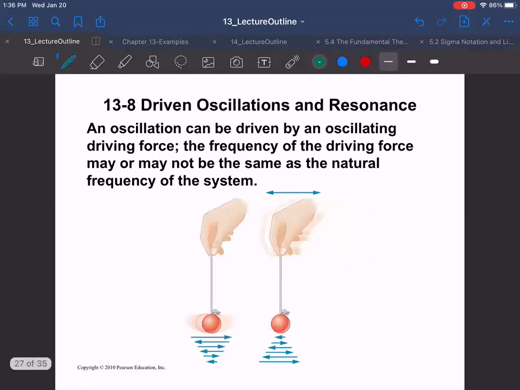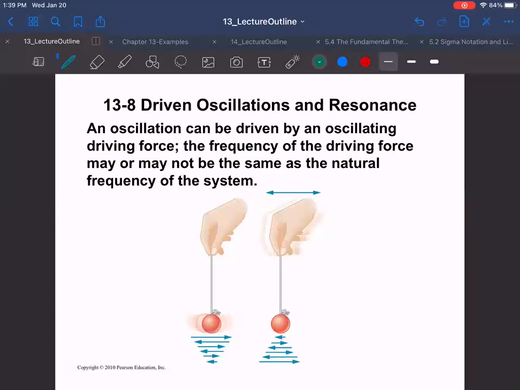Okay, next, driven oscillations. We get to watch something here. I should probably pause this because it's somebody else's YouTube video. So let me pause it. All that stuff about swings and everything.